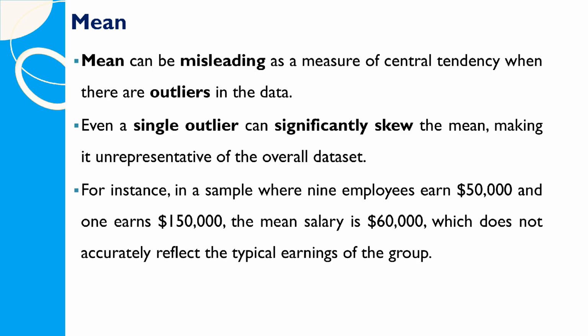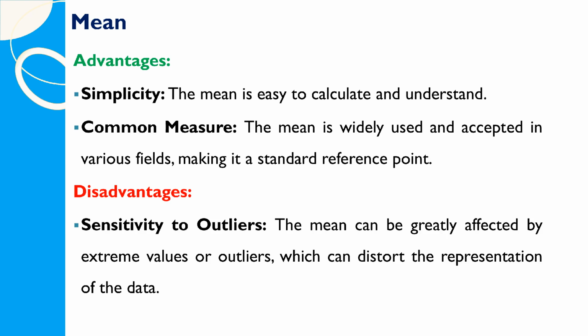The mean can be distorted by outliers, making it an unreliable measure of central tendency. For example, with 9 employees earning $50,000 and 1 earning $150,000, the mean salary of $60,000 does not accurately reflect the typical earnings. The mean is a straightforward and widely accepted measure of central tendency, making it easy to calculate and understand across various fields. However, its simplicity comes with a drawback. It is sensitive to outliers, which can significantly skew the results and distort the true representation of the data.